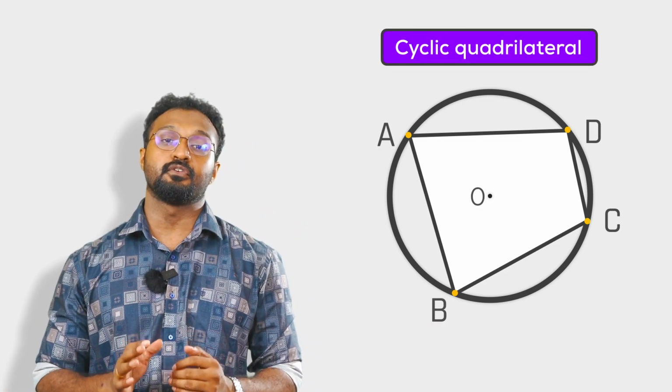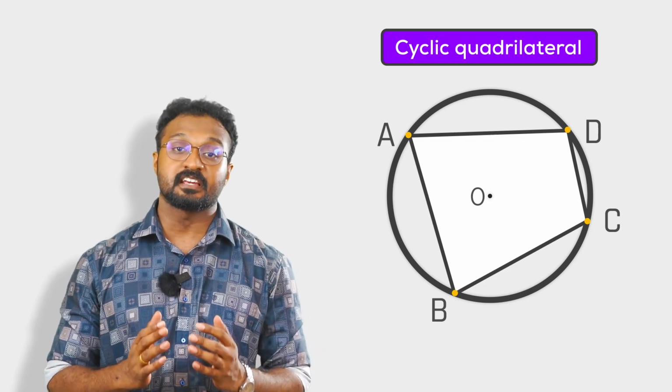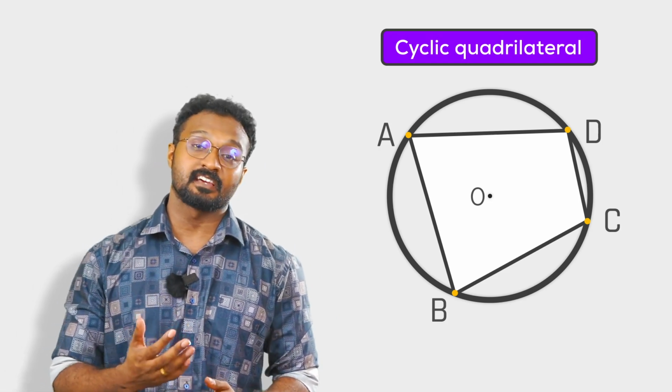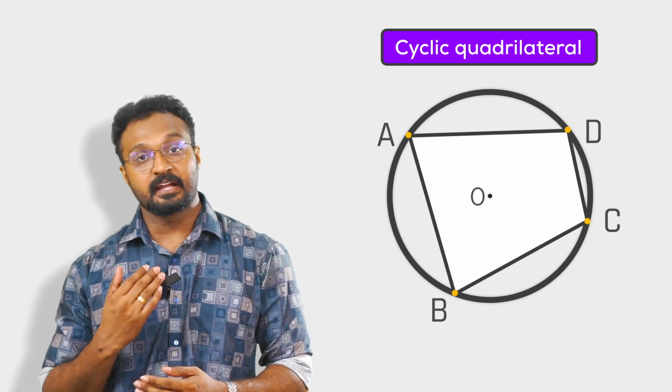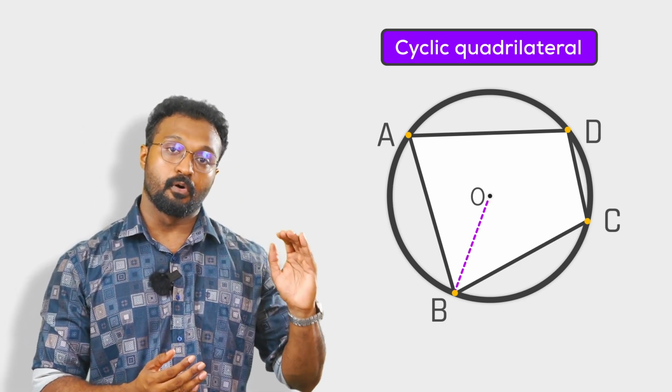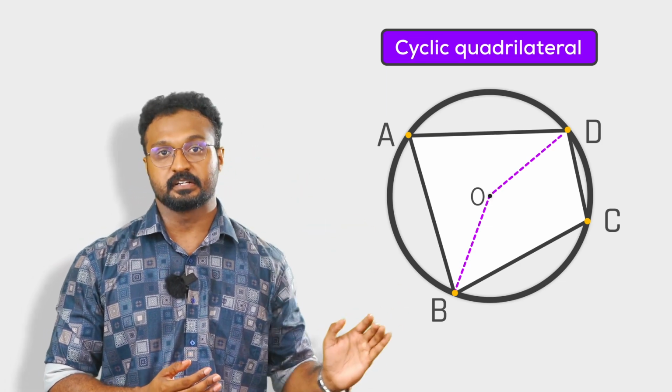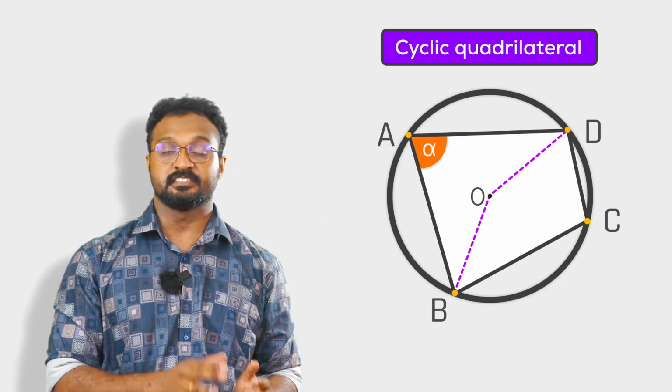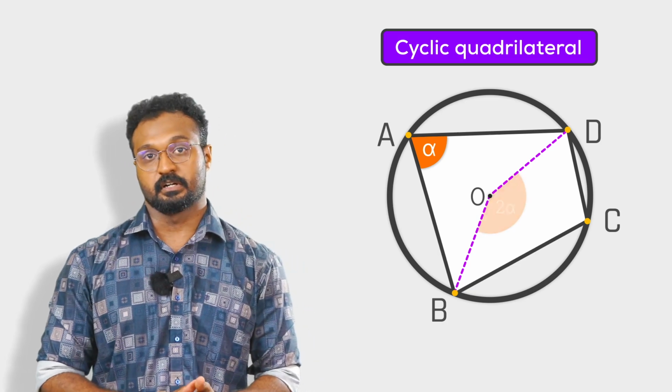Now, let's try to prove this by applying the inscribed angle theorem. What is the inscribed angle theorem? The inscribed angle theorem states that any angle subtended at a point along the circumference of a circle is half the angle subtended at the center of the circle.